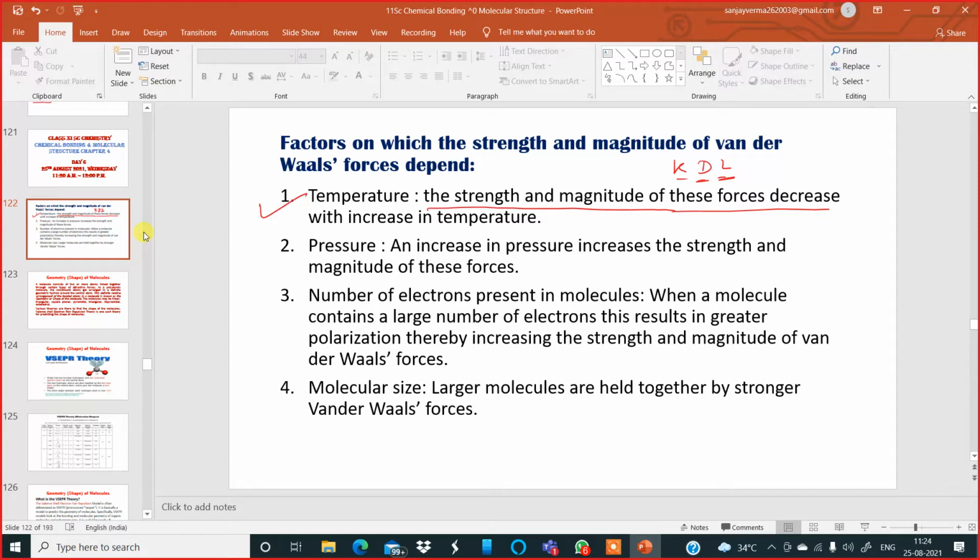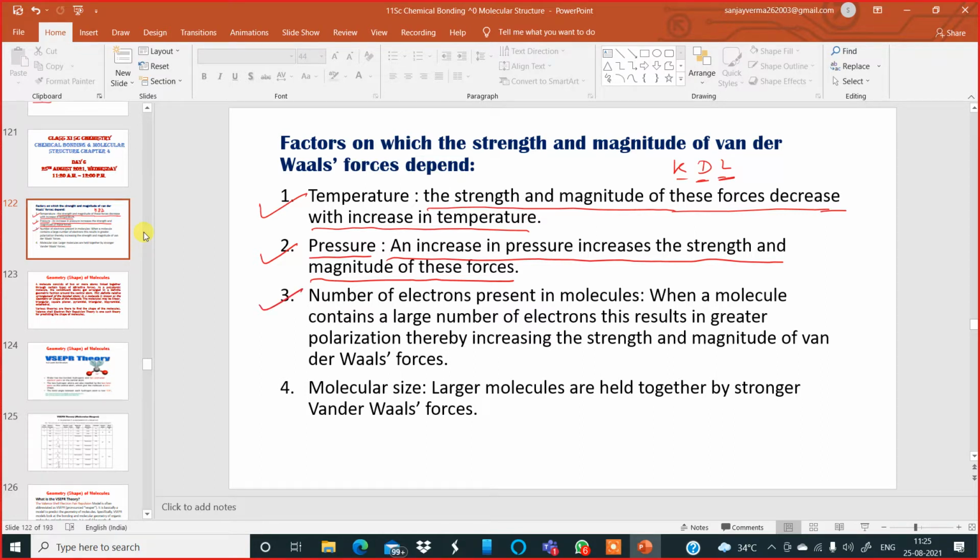Now, the first factor is temperature. The strength and magnitude of these forces decreases with increase in temperature. So if you want to break the van der Waals force, increase the temperature. The second factor is pressure. An increase in pressure increases the strength and magnitude of these forces. If you increase the pressure, definitely in these compounds where you can see van der Waals forces, the magnitude of the van der Waals forces also increases along with the strength.